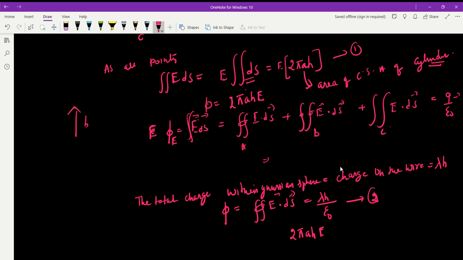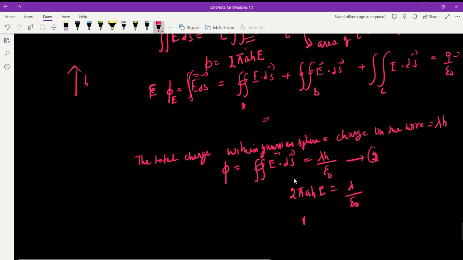If I consider that, 2 pi a h into E is equal to lambda h by epsilon naught. The h gets cancelled, so E is equal to 1 by 2 pi epsilon naught, lambda by a.